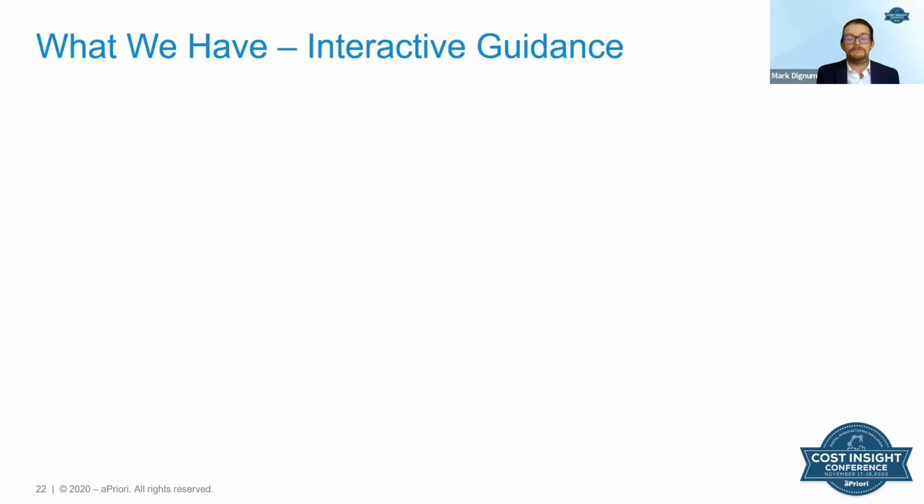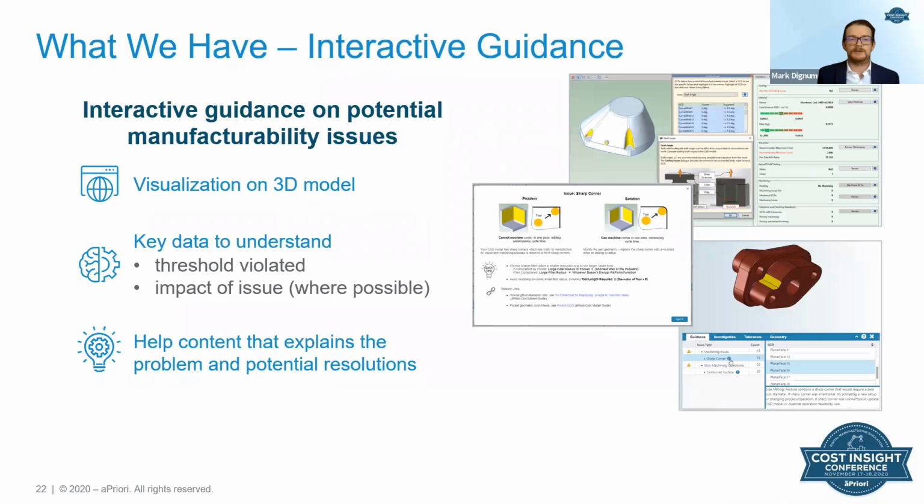And then once you identify the parts that you really want to spend your time on, really one of the most critical pieces of this design to cost functionality is the interactive guidance available in aPriori Professional or in Cost Insight Design, where you can visually see on your part where the issues lie. And we're also communicating data in a couple of different ways. First of all, we provide the rich context-sensitive help that we see on the right-hand side of the screen, where we describe what the problem is and general ways to address the problem.